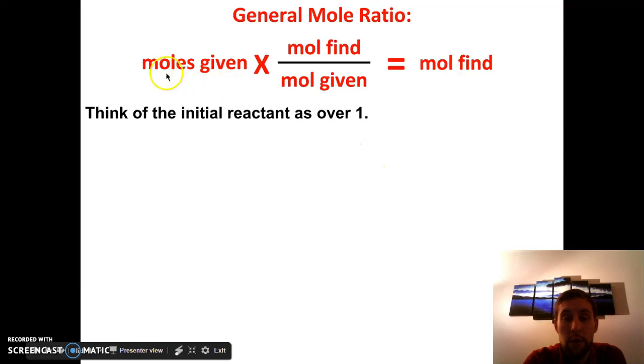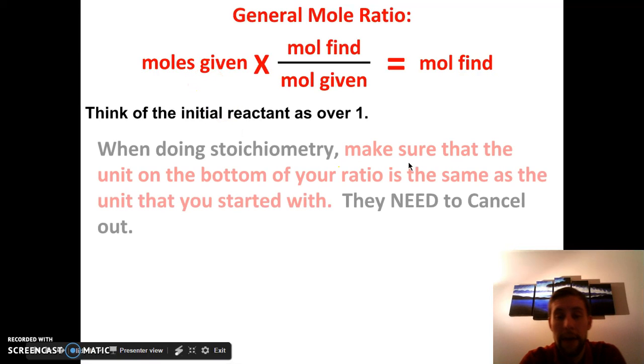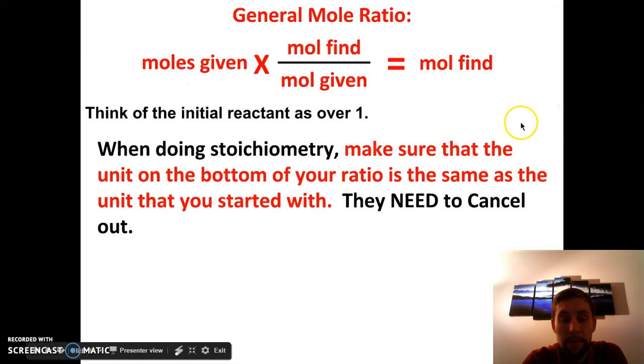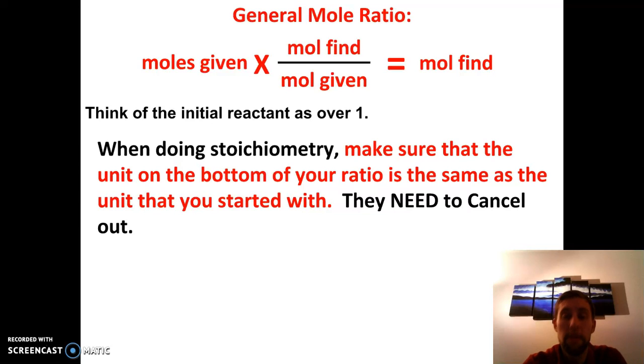Okay, so if you want, it makes it easier, you can think about having this whole thing, the moles given, over 1. You don't have to, it'll still work either way. Just general dimensional analysis, canceling, converting thoughts. Make sure the bottom unit here always has the same unit as the one up here. If that always is the case, and these two are even, it'll always work out.